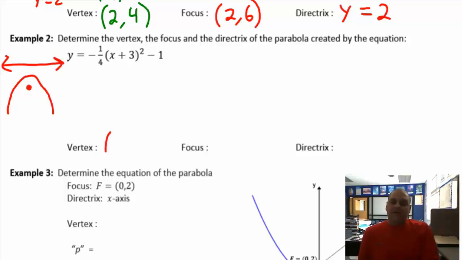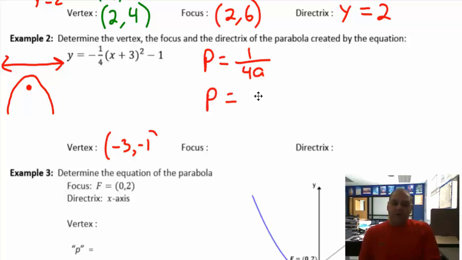The vertex is going to be (-3, -1). Again, just from lesson 29, the opposite sign of that, and then the same sign here. The focus, well, we need a. p is 1/(4a). You've got to know that formula. a is -1/4, so 1 over 4 times a, and the negative doesn't really matter. It's really the absolute value. 1 over 1/4, and 4 times a fourth is 1, so it's really just 1. So in this case, p is 1.